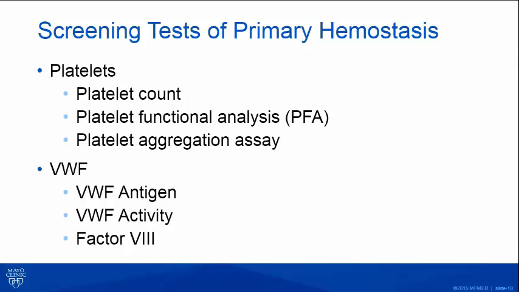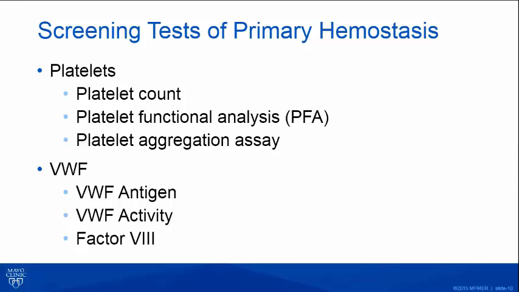So, screening tests for primary hemostasis. In a coagulation lab, we usually evaluate the platelet and von Willebrand factor, both qualitatively and quantitatively. So for platelets, platelet count and functional assays of PFA-100 and aggregation assay.